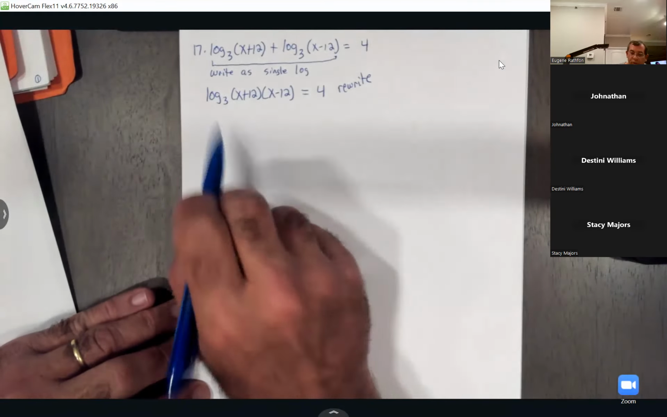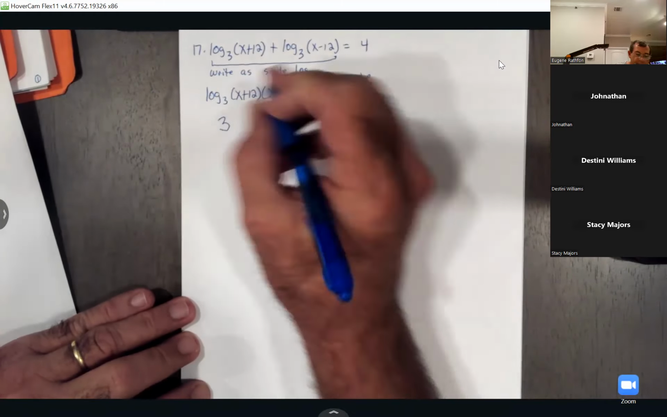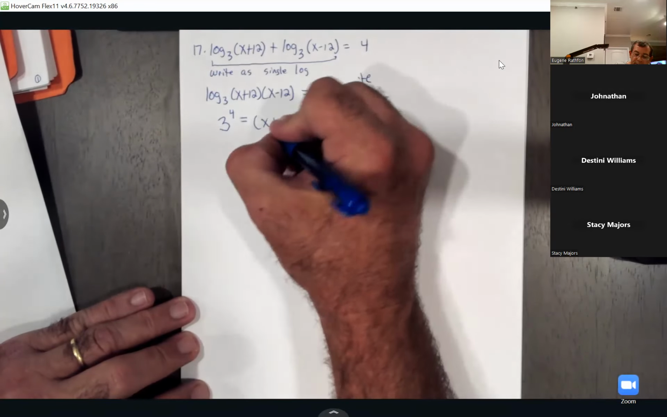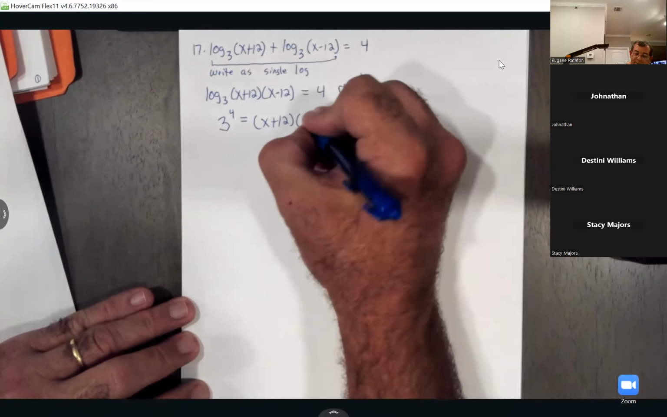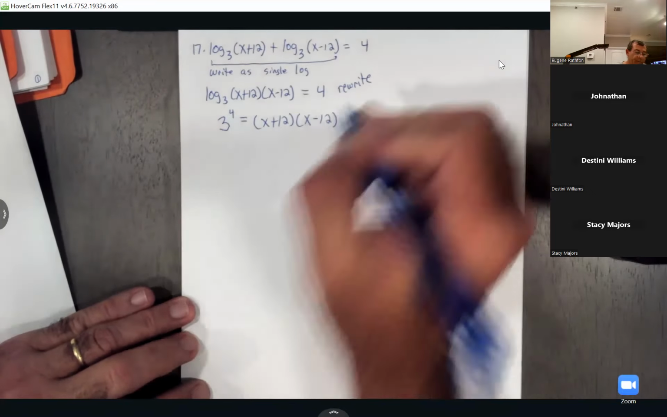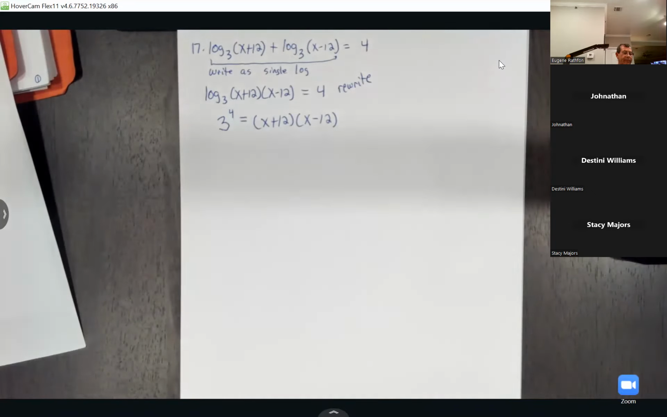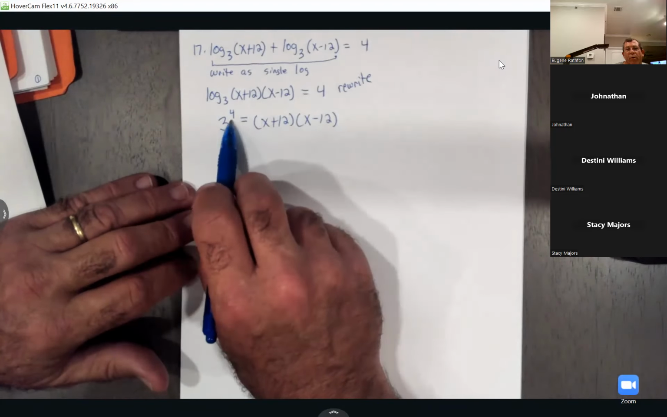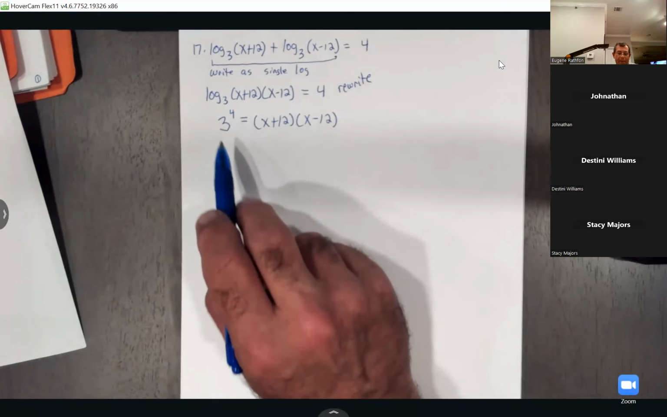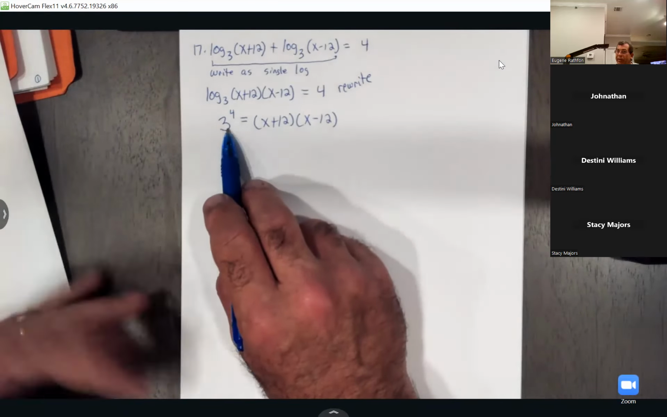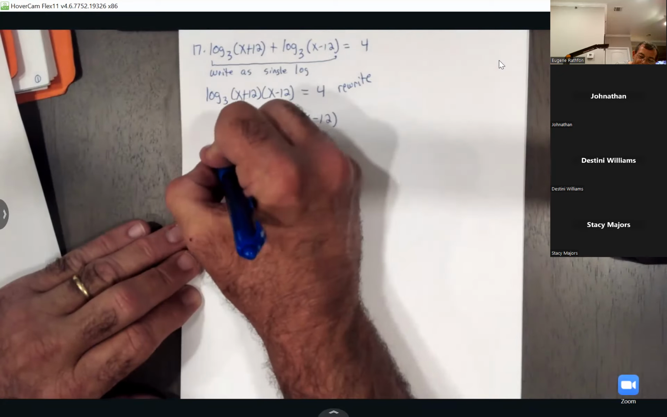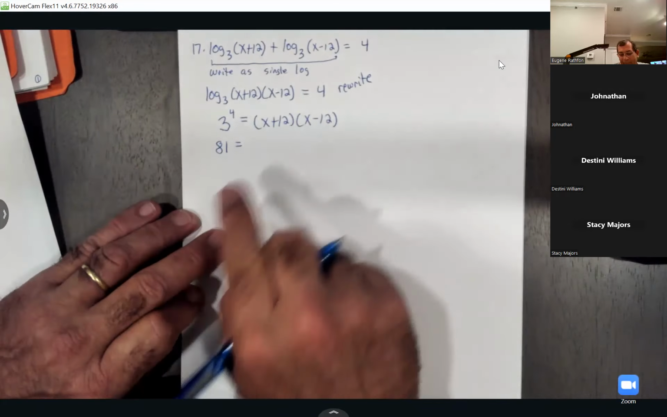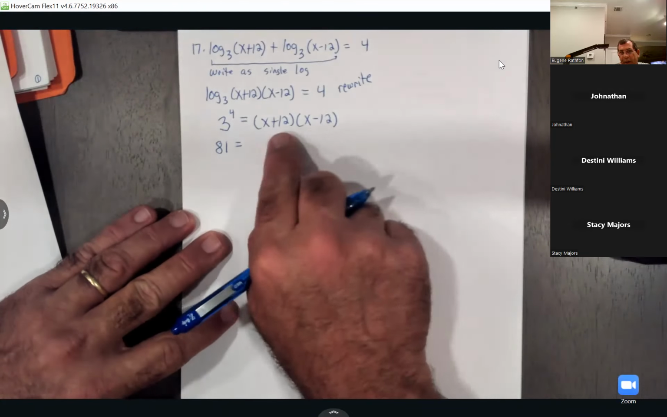So our base is 3, my exponent is that 4, and that's going to equal this X plus 12 times this X minus 12. What's 3 to the 4th? We knew that from a while ago. 3 times 3 times 3 times 3 gave us 81.